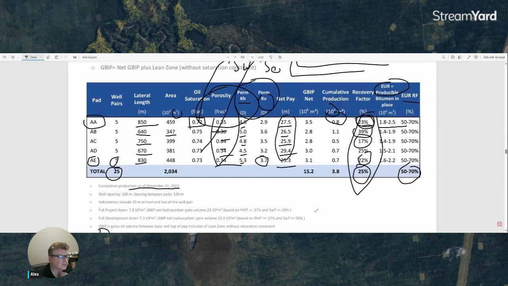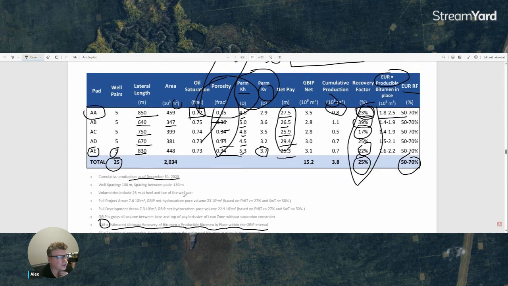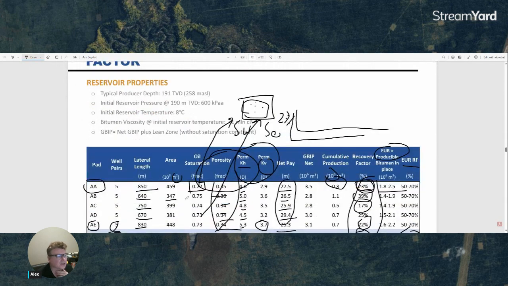So we have to be mindful of that as well. Now we have a couple more useful statements here, so let's go over them. Typical producer depth is 191 meters TVD. Initial reservoir pressure is 600 kPa at 190 meters TVD. Initial reservoir temperature is 8 degrees Celsius.